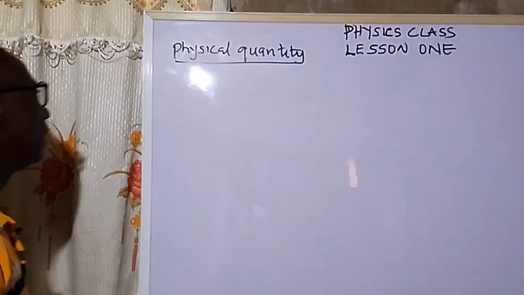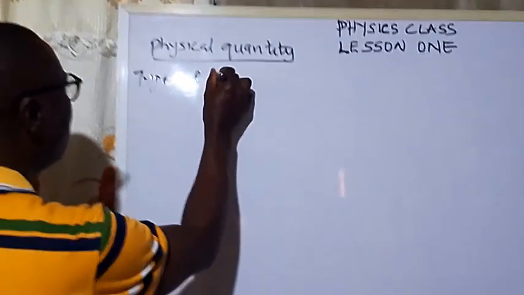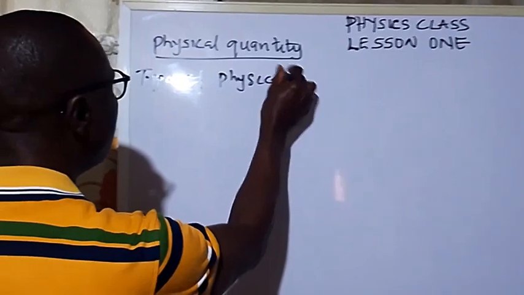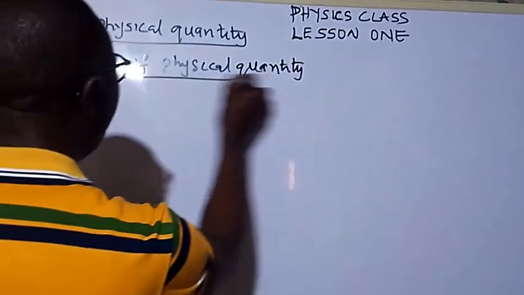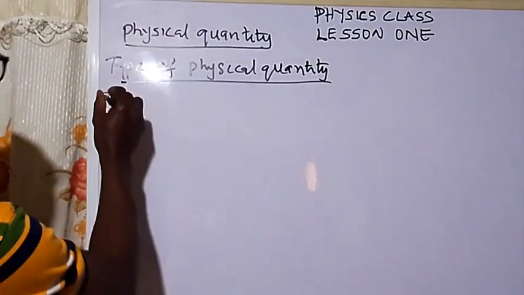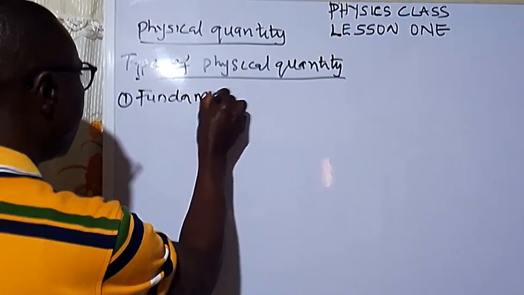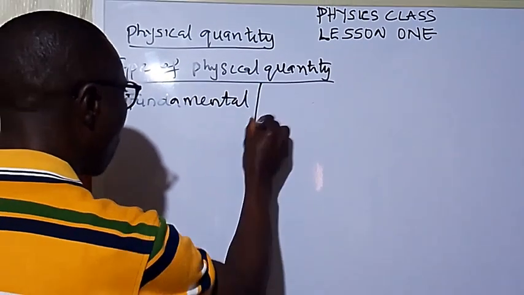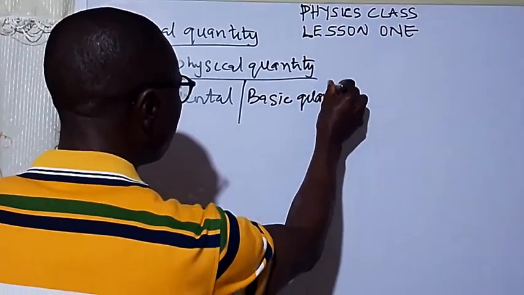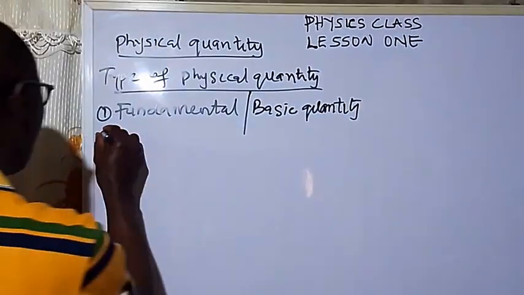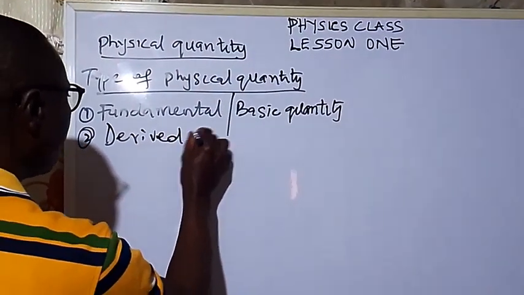Now, next is types of physical quantity. We have 2 types. 1, fundamental, or we call this one basic quantity. 2, derived quantity.